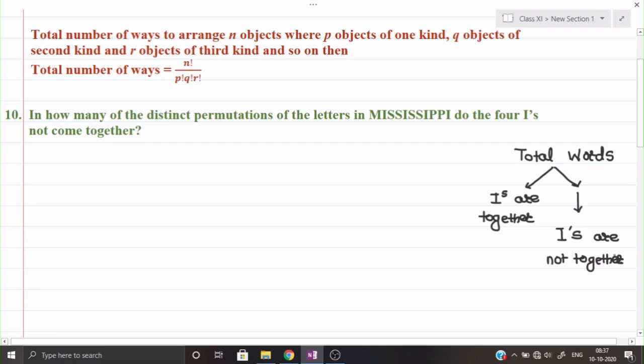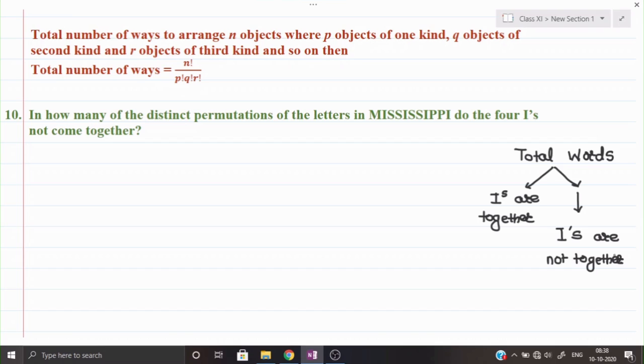That is possible, because we can categorize into two parts. In your class also, how many persons are liking one particular game and how many persons are not liking that particular game. It is our criteria, what criteria we are going to follow. So here the criteria is: I's are together and I's are not together. There are many categories we can make, but right now we are making two categories.